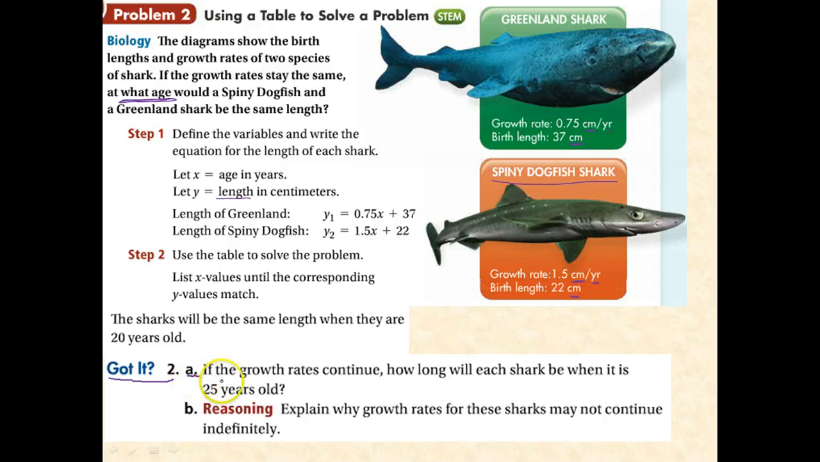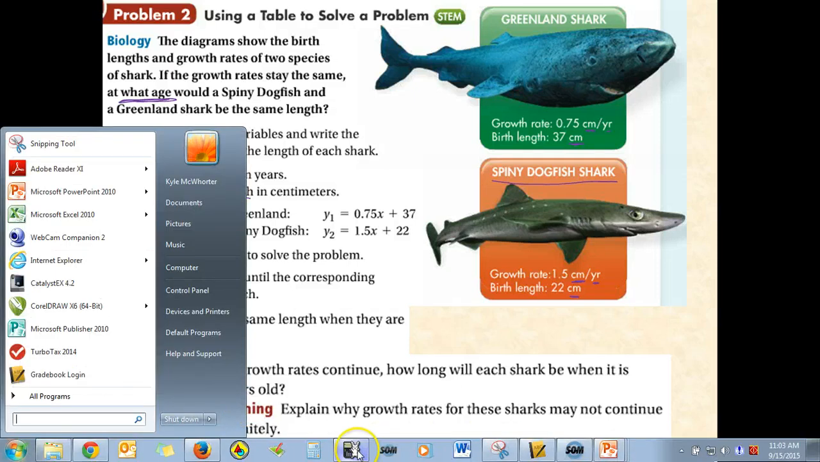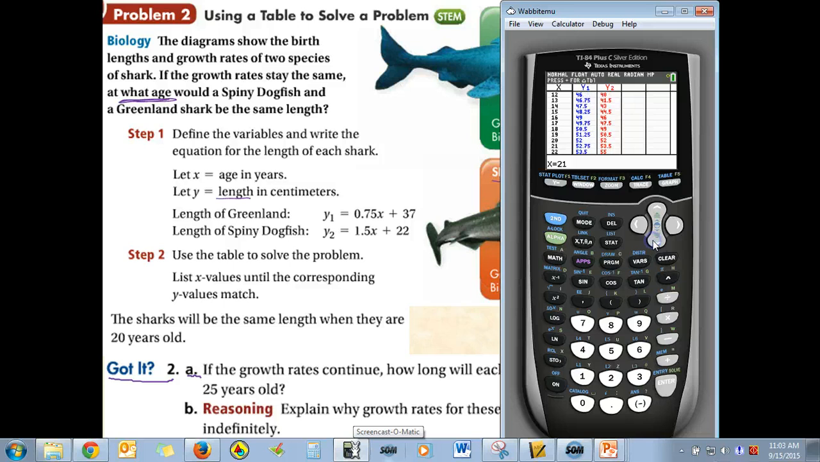Alright, so A, if the growth rates continue, how long will each shark be when it is 25 years old? Well, let's take a look at our calculator. When each shark is 25 years old, the Greenland shark, which is Y1, will be 55.75 centimeters long, and the spiny dogfish shark will be 59.5 centimeters, not years, long. So after 20 years, the spiny dogfish is actually going to be longer.